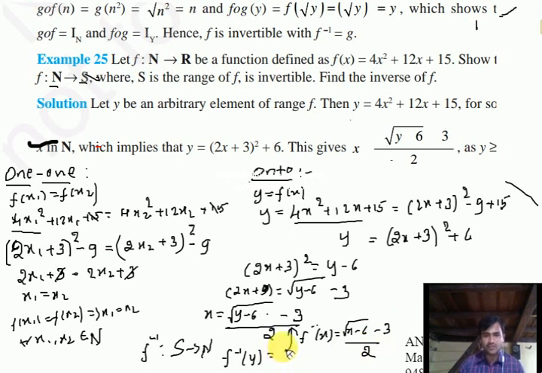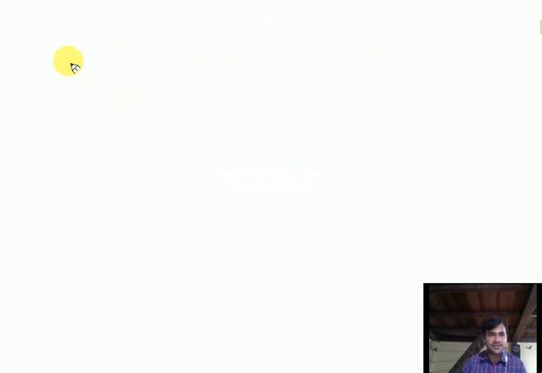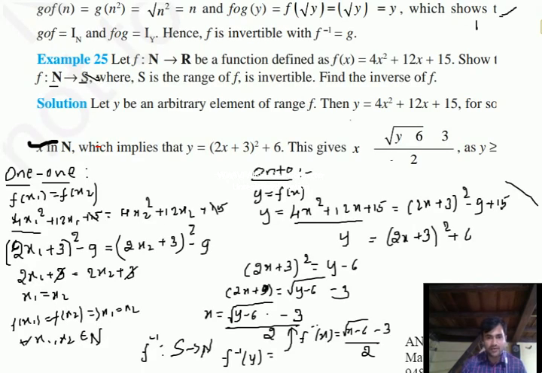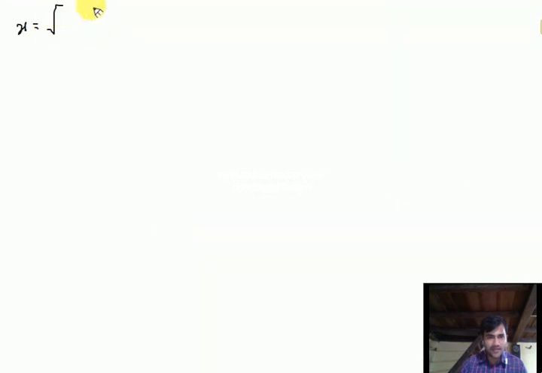So we need to prove it as one-one, onto, then we need to consider the inverse from S to N, and we need to write the inverse. This is the first method. We have another method. So in that second method, we need to consider the value for x. Already we have considered x is equal to square root of y minus 6 minus 3 divided by 2. We need to find the value of x.